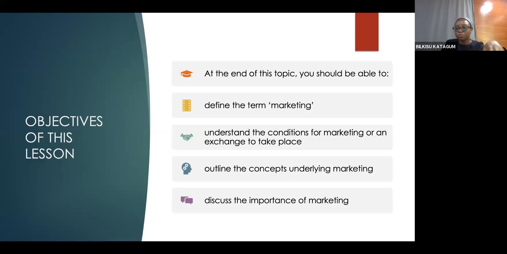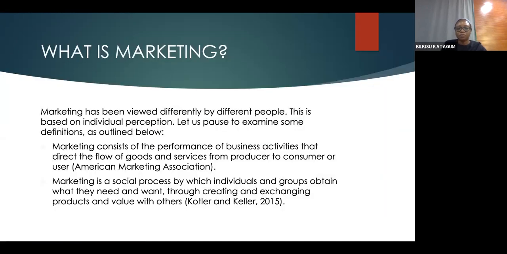So these are the objectives of this lesson. At the end of this topic, we should be able to define the term marketing, understand the conditions for an exchange to take place, outline the concepts underlying marketing, and discuss the importance of marketing.